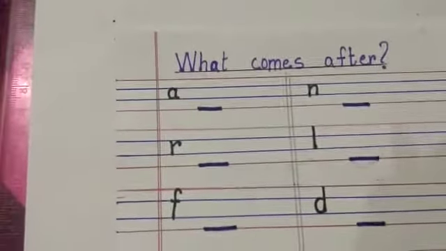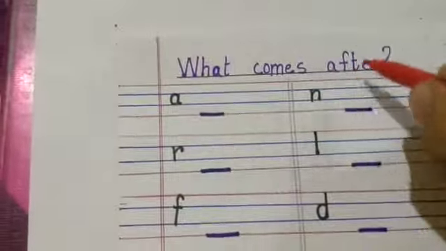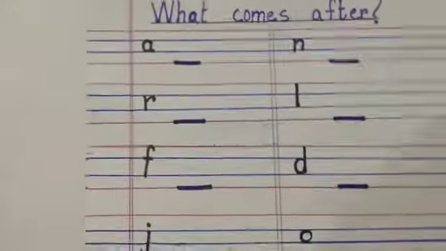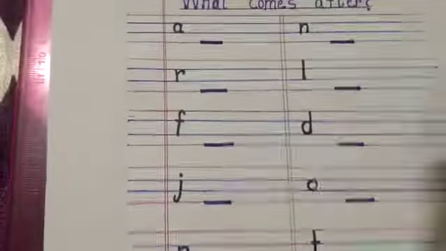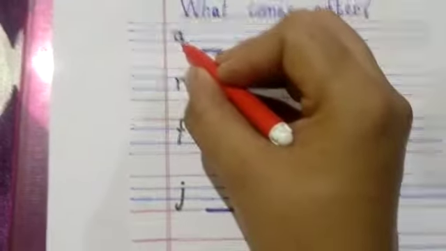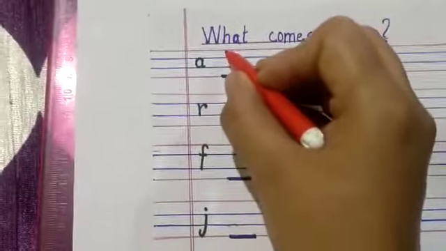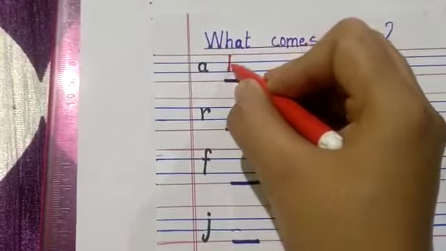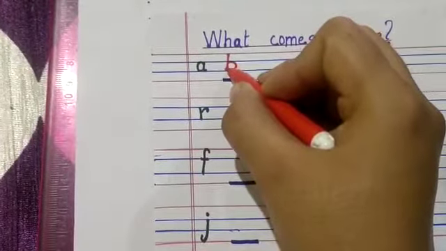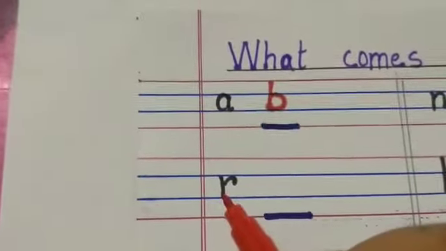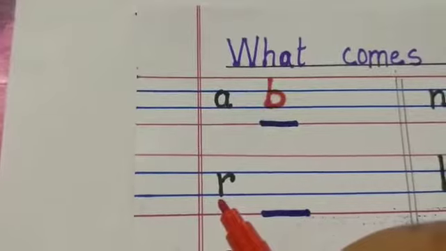Now, the next we are going to learn is what comes after these small letters. Okay, can you see all these small letters? We will learn what comes after these small letters. This is small a. Can you tell me what comes after a? Small b. Which letter is this? Small r. Can you tell me what comes after r? S.